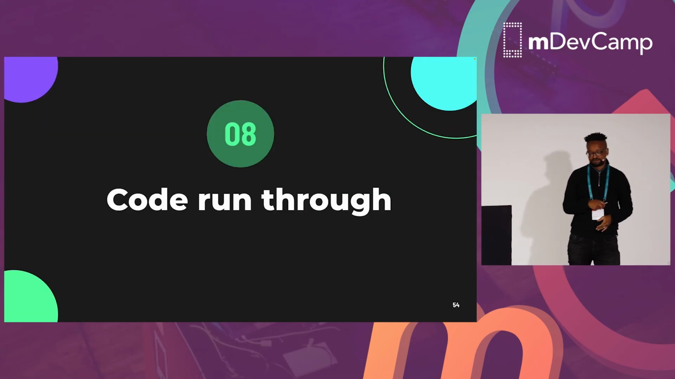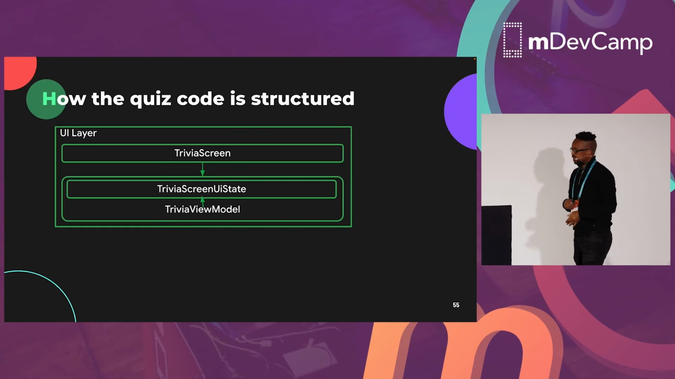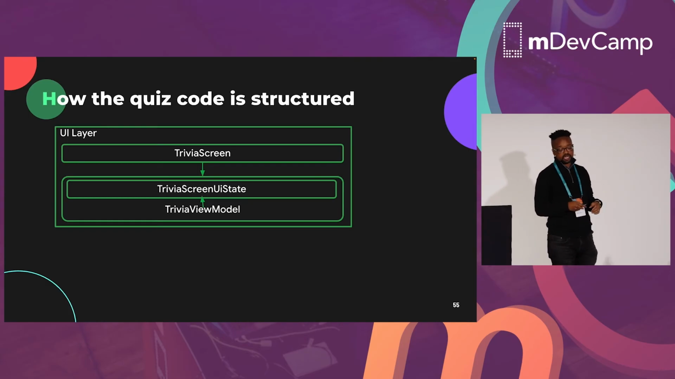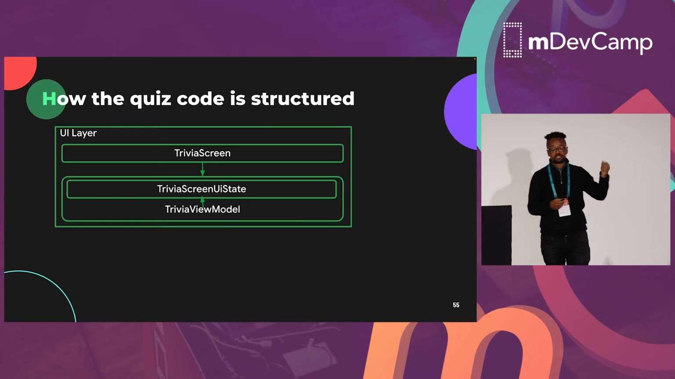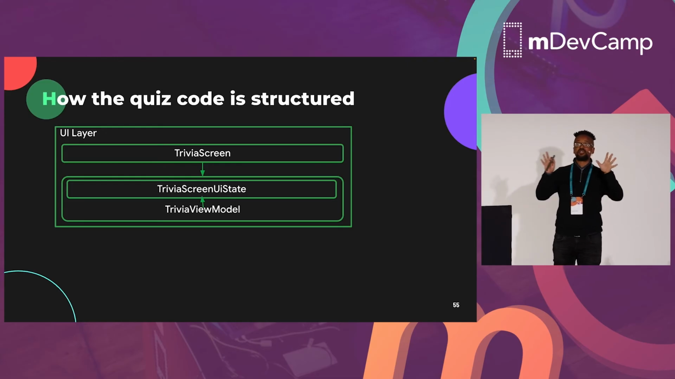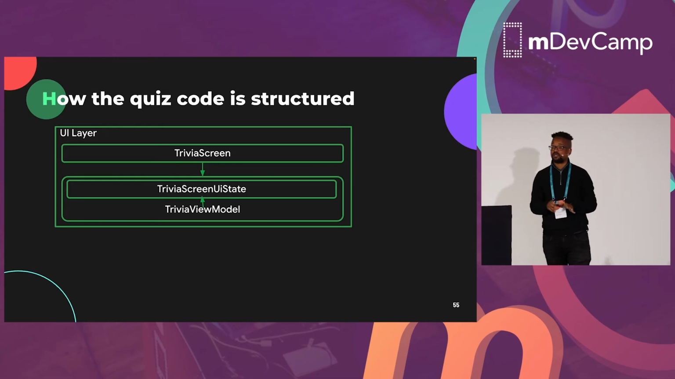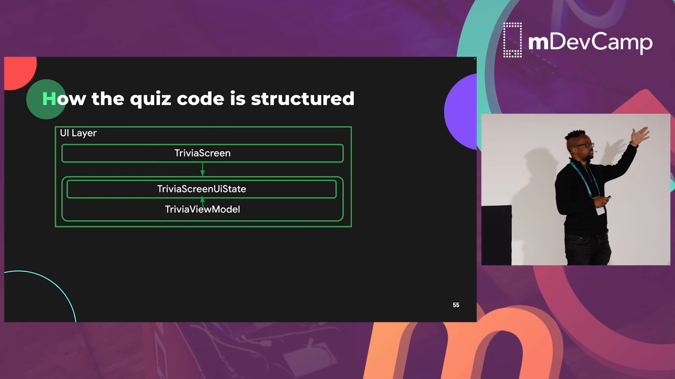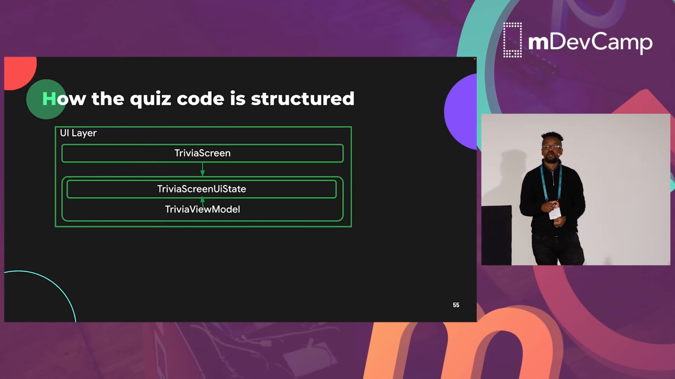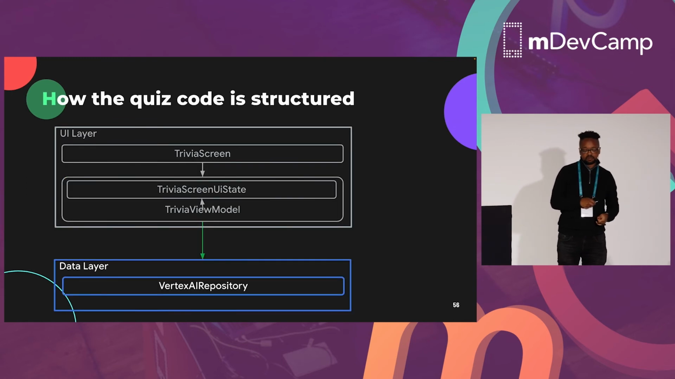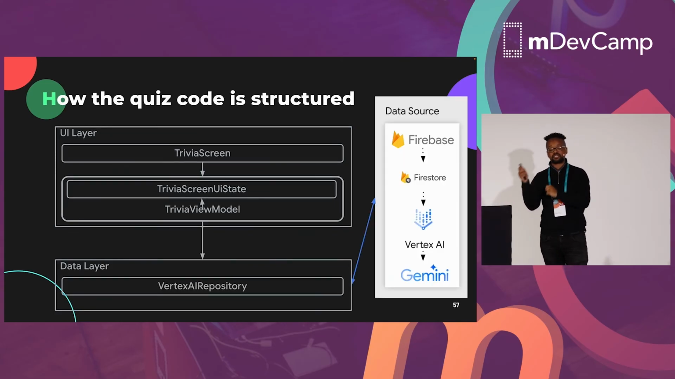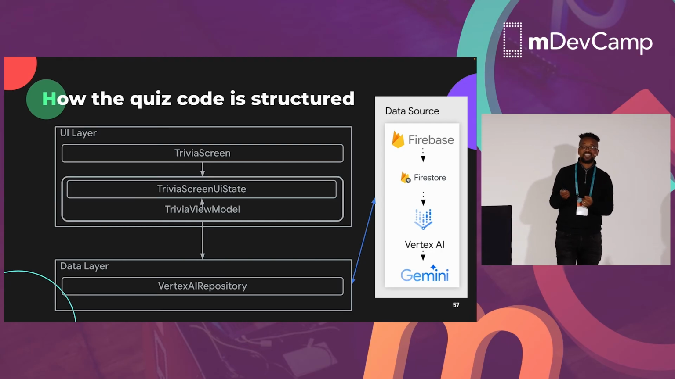So the code, the fun part. So the quiz code is structured in this way. So you basically have got the UI layer, which is in my case, I've got a composable code trivia screen. Everything, by the way, in this app is composed. I'm using Jetpack Compose all the way. There is no XML that I'm using. And then I've got a view model, and then I've got a exposing state, trivia screen UI state, which the trivia view model handles. Then I've got the data layer, which is my repository. And then this repository interacts with Firestore through the Firebase SDK.